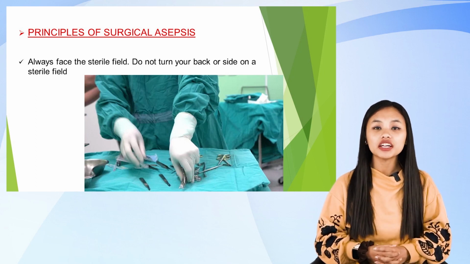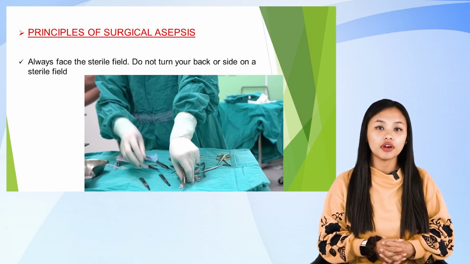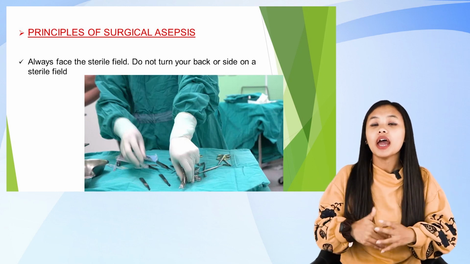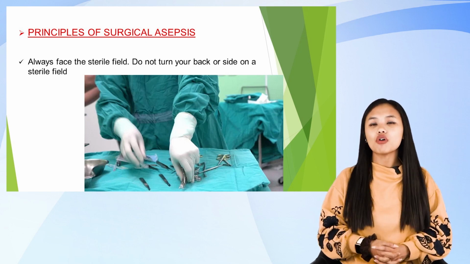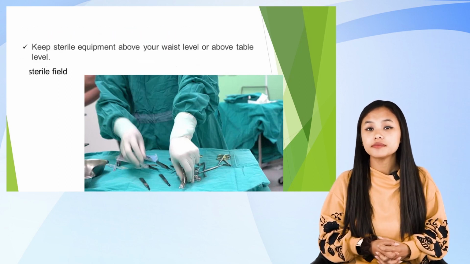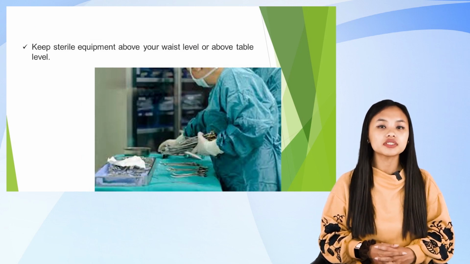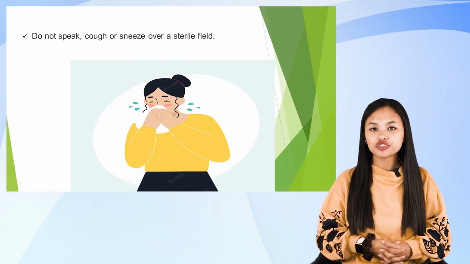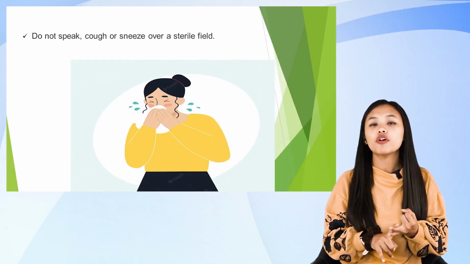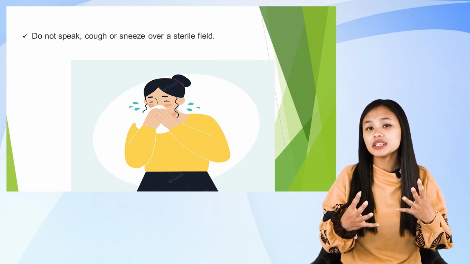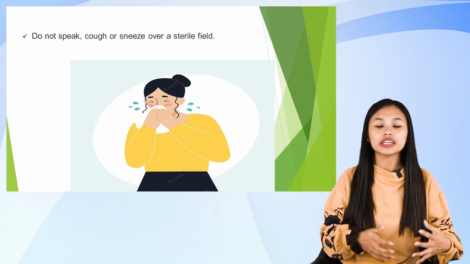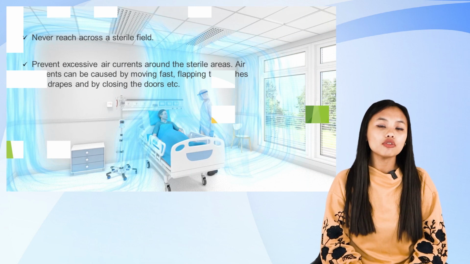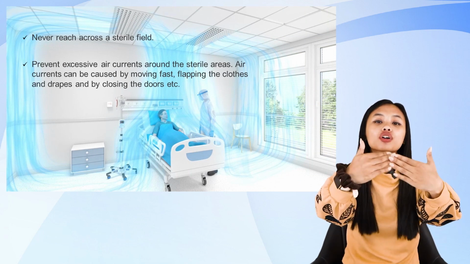The first one is that we should always face the sterile field. So that particular field which is sterile, we should make sure that we face it, and we should not turn our back or side on a sterile field. We should always keep sterile equipment above our waist level or above the table level. And here we should also instruct that no one should speak, cough, or even sneeze in front of the sterile field. And if it is necessary to do so, then they must turn their head away from the sterile field.